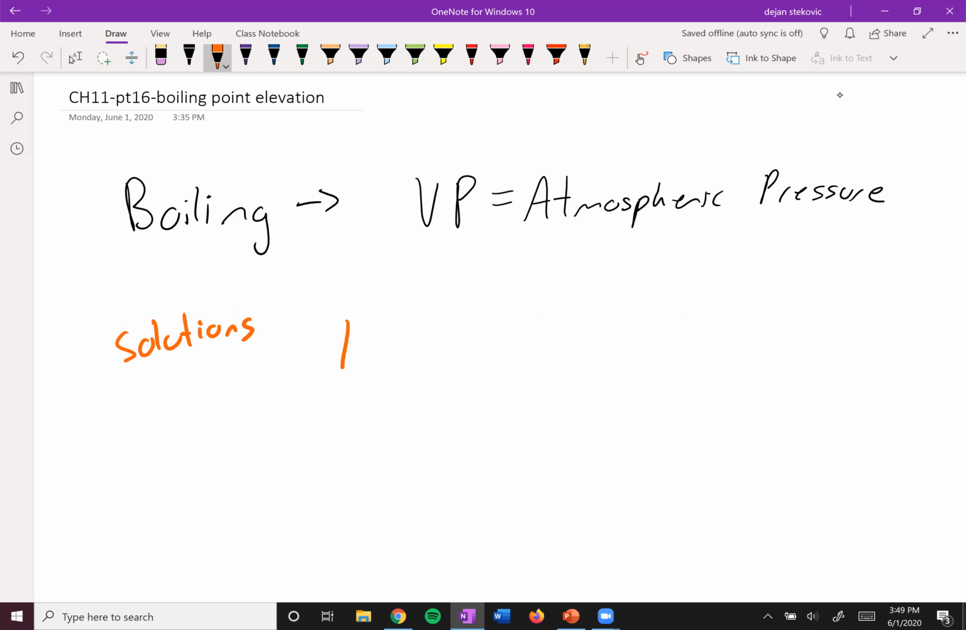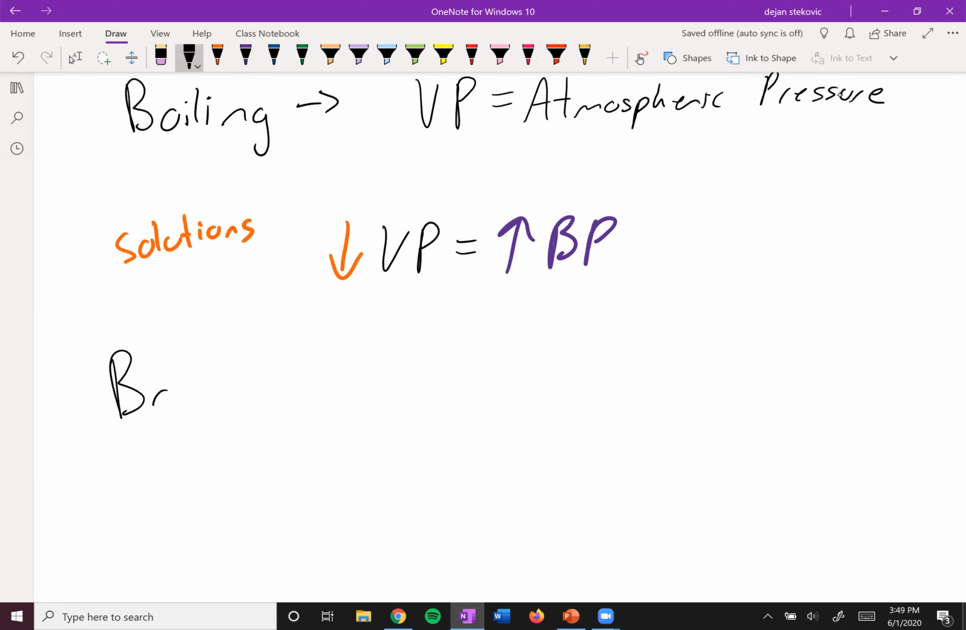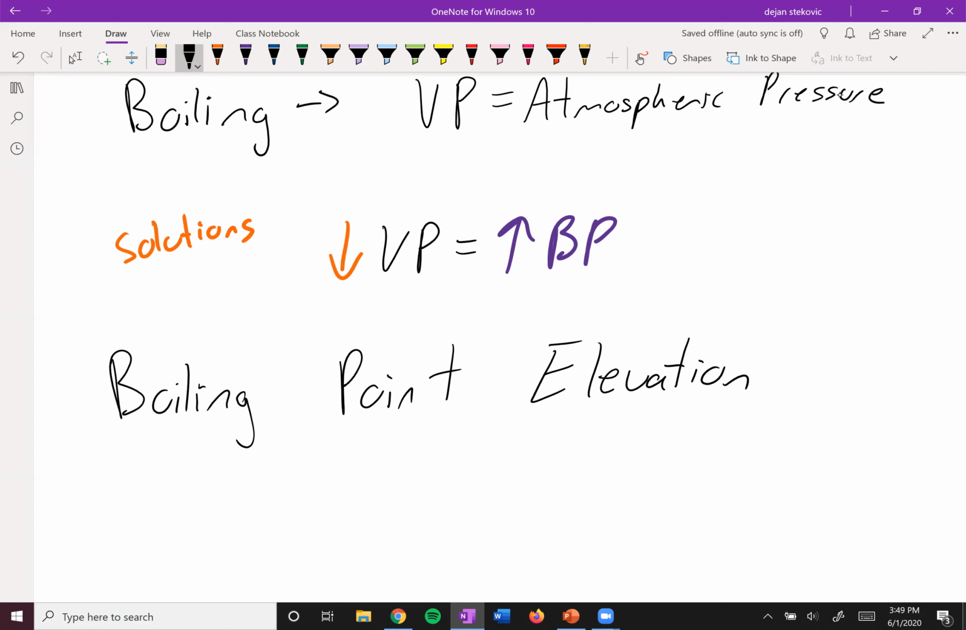But as we've seen, solutions have a lowered vapor pressure. They have a lower vapor pressure than normal. And so since their vapor pressure is lower, in order to match our atmospheric pressure, we must get even hotter. And so the vapor pressure of solutions is lower, so their boiling point is increased. And so this colligative property is known as boiling point elevation, because your boiling point is increased.